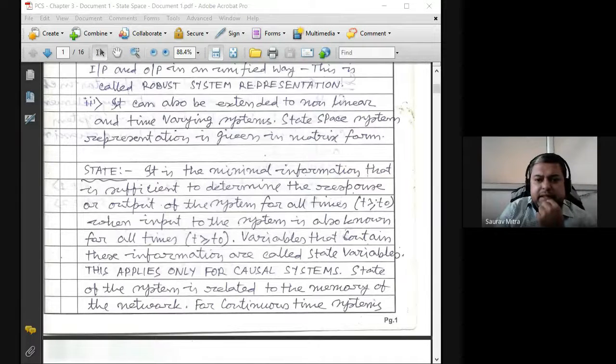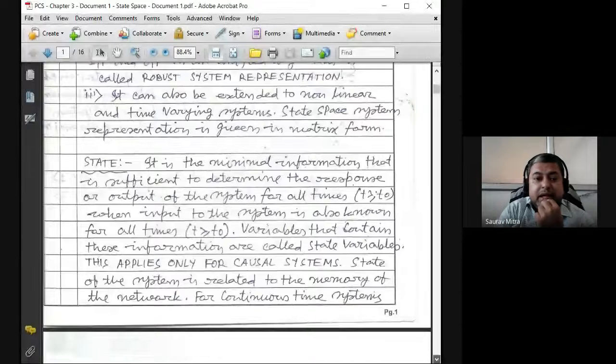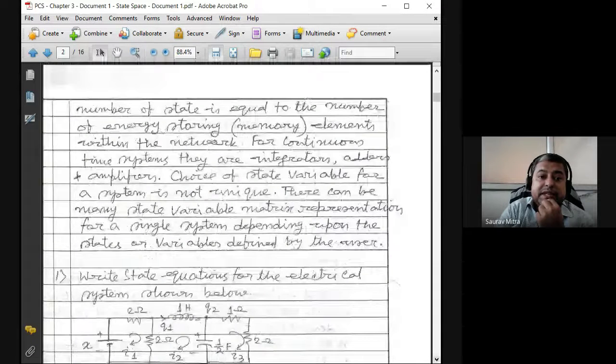Now this applies only for a causal system, and the state of the system is related to the memory of the network. So what is meant by memory of the network? Memory is directly related to the order of the system. For a continuous time system, generally the number of states is equal to the number of energy storing or memory elements. So if I am saying it's an RLC system, it means there are two memory elements, that means two energy storing elements, L and C. So for an RLC system, there will be a maximum of 2 state variables.